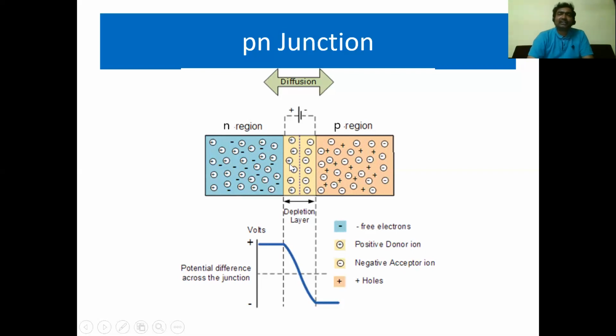And due to this net positive charge and this net negative charge, they build up a certain potential. Because this end is positive and this end is negative, the positive end can be represented as a battery positive terminal, and the negative end with a negative terminal, so there is a certain potential difference. This potential is called a barrier potential.